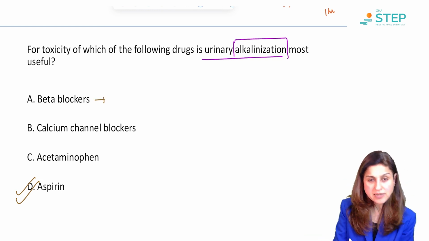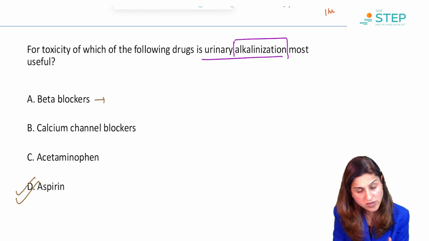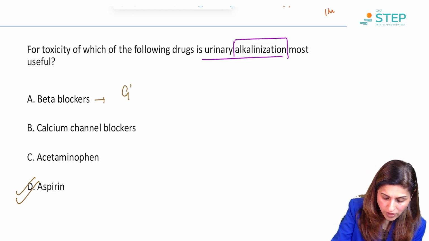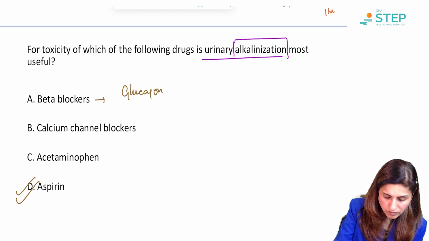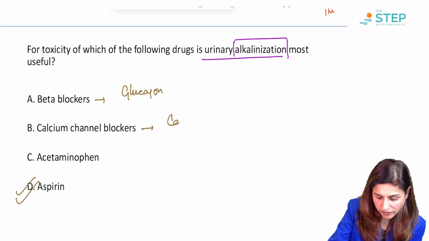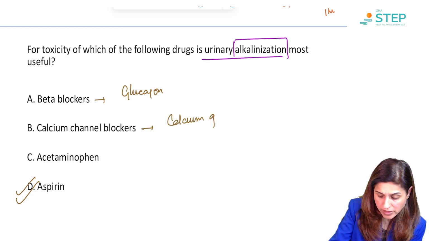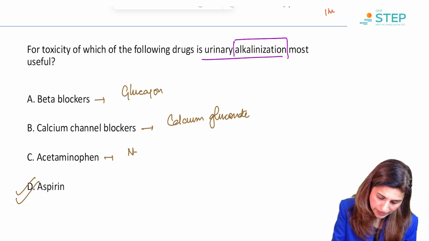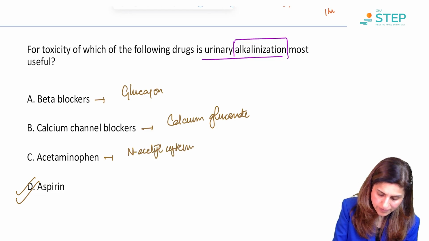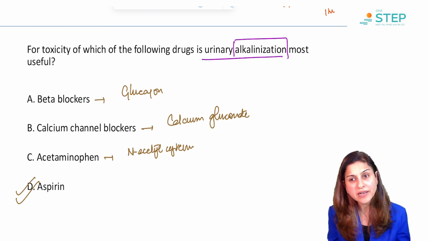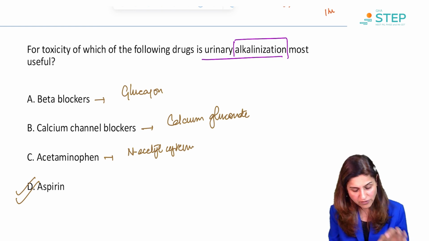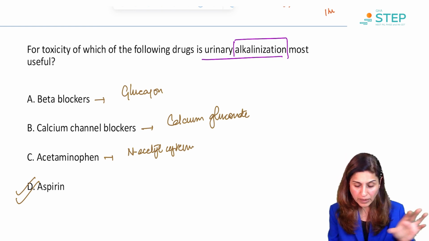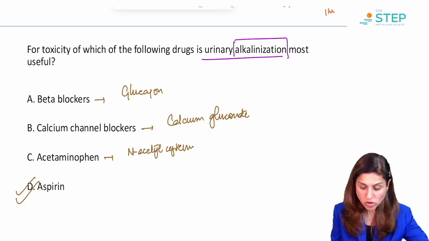So let's see what about the other drugs. Beta blockers, in case there is overdose, we have antidotes available. Like for beta blockers, we have glucagon. For calcium channel blockers, you can give IV calcium gluconate. For acetaminophen or paracetamol, what do you do? You have N-acetylcysteine. Right, so you already have antidotes available for these poisonings. For aspirin, the best thing would be that you do alkalization of the urine.